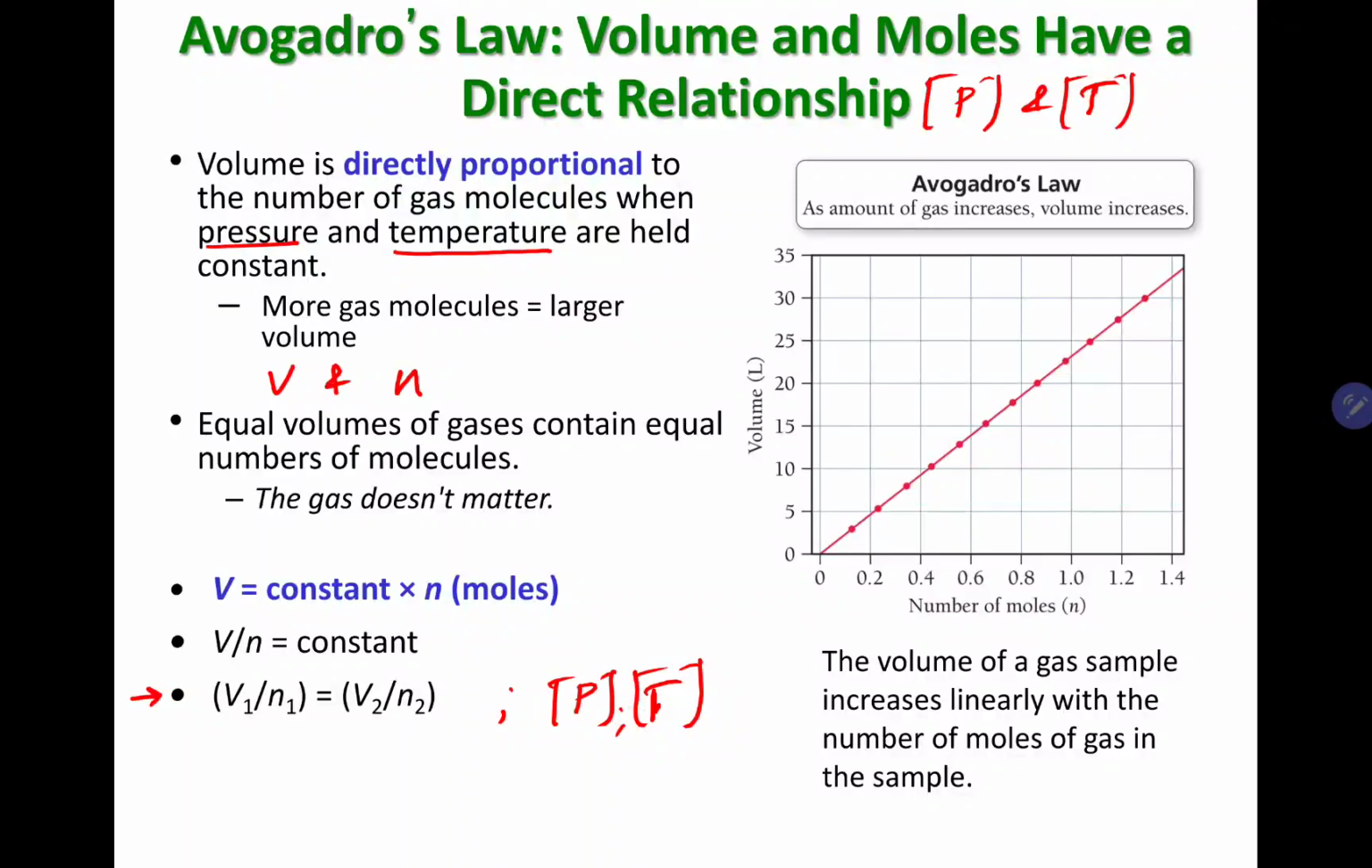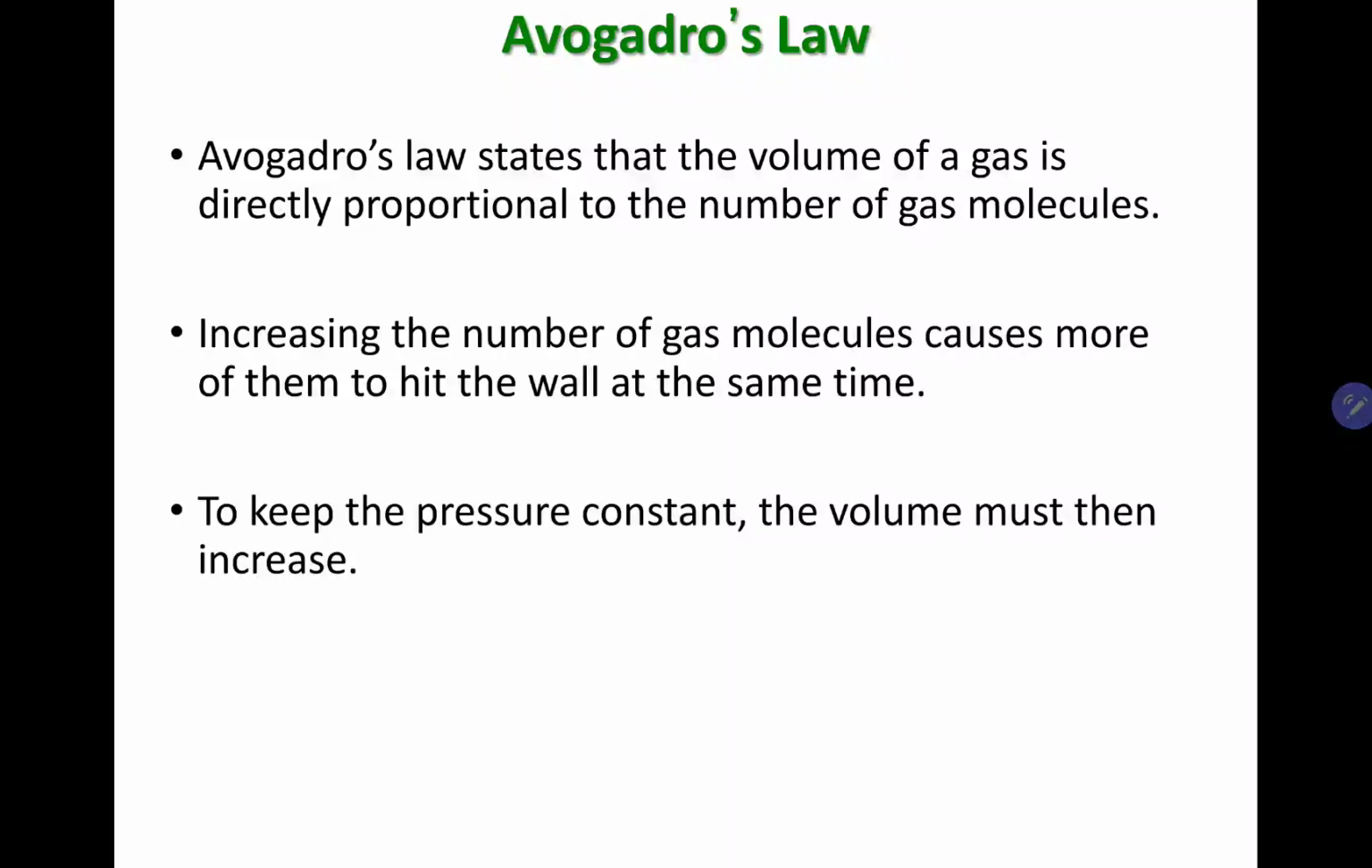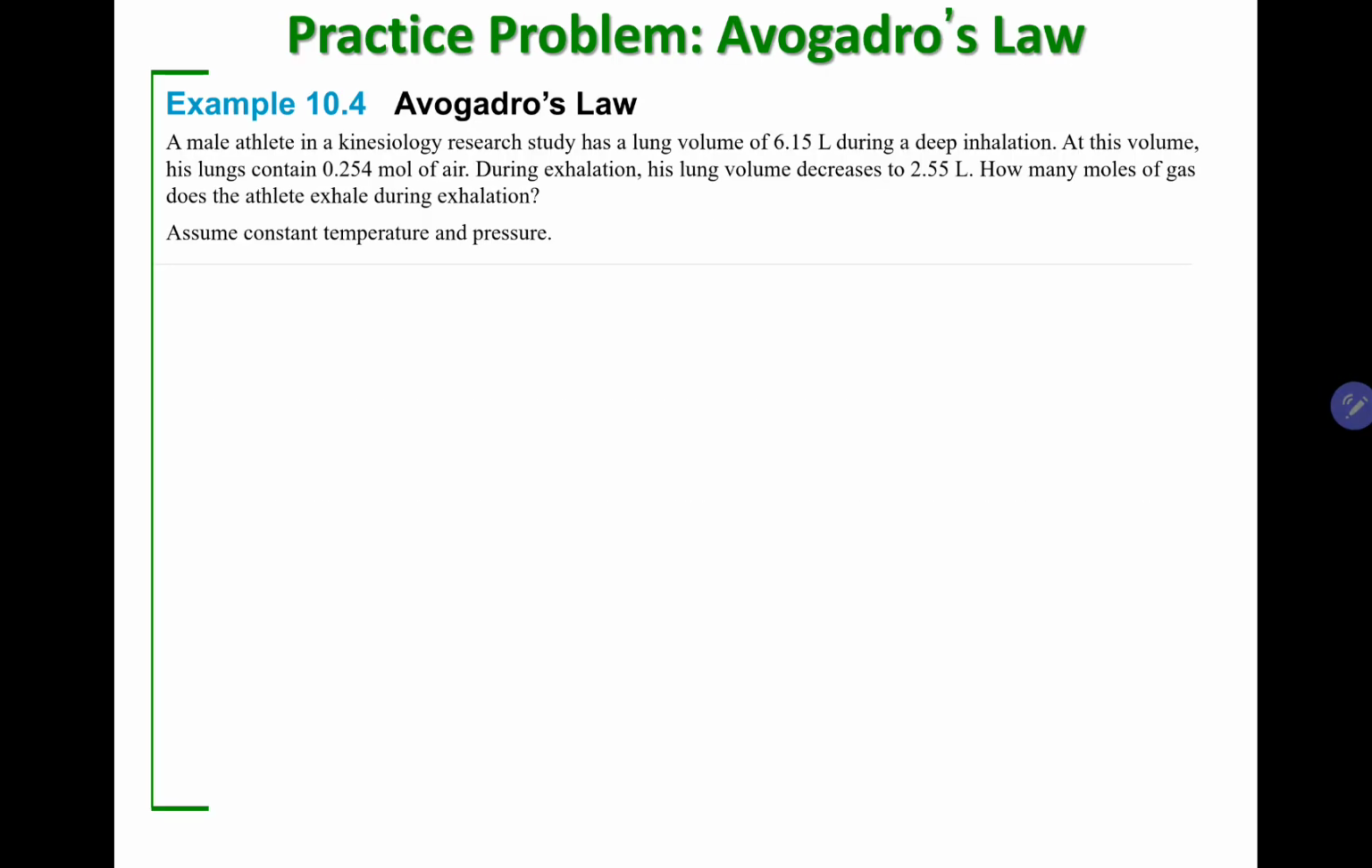According to Avogadro's law, the volume of a gas is directly proportional to the number of gas molecules. Increasing the number of gas molecules increases the number of collisions between the wall and the gas molecules. So if you want to keep the pressure constant, the volume must increase. We discussed all these things, right?